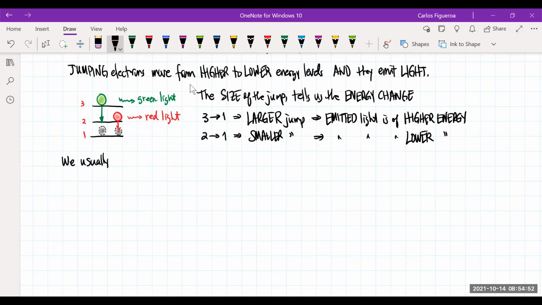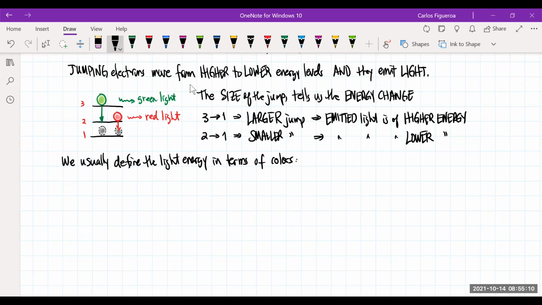Usually we define the light energy in terms of colors.